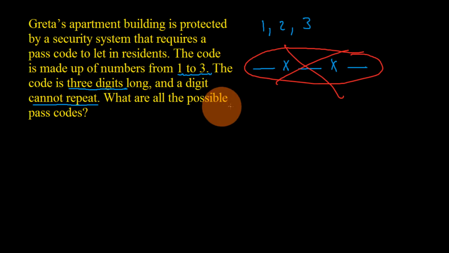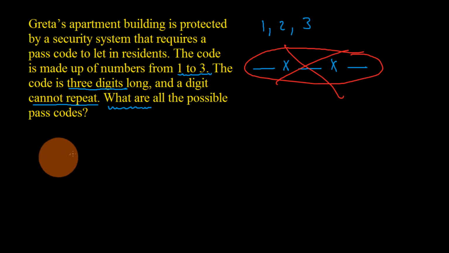What's the key information in this last sentence? It says, what are the possible passcodes? It's not asking how many. It's asking what are. So we actually have to create a list of all the different codes that can be created. What are the possible passcodes is asking us to actually create a list with this information. And the information I'm going to start with is the digits 1, 2, and 3. So my 3 spots are filled in with a 1, a 2, and a 3.